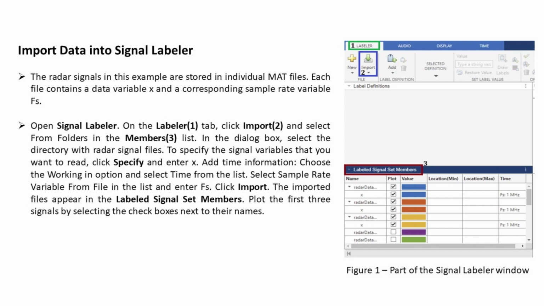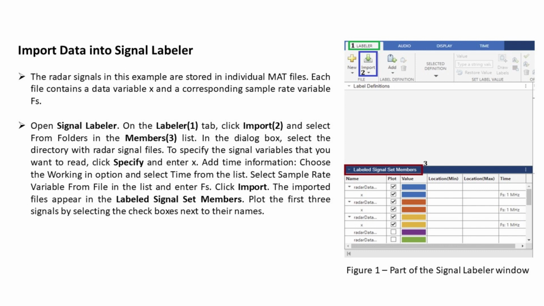In the dialog box, select the directory with radar signal files. To specify the signal variables that you want to read, click Specify and enter X. Add time information. Choose the Working in option and select Time from the list. Select Sample rate variable from file in the list and enter Fs. Click Import. The imported files appear in the labeled signal set members.